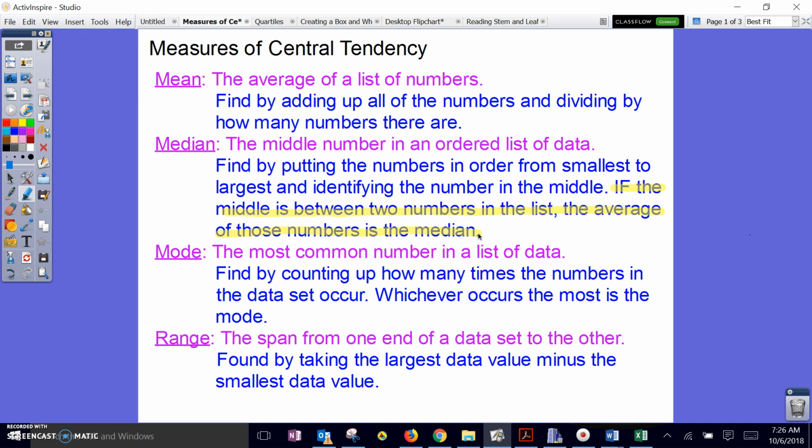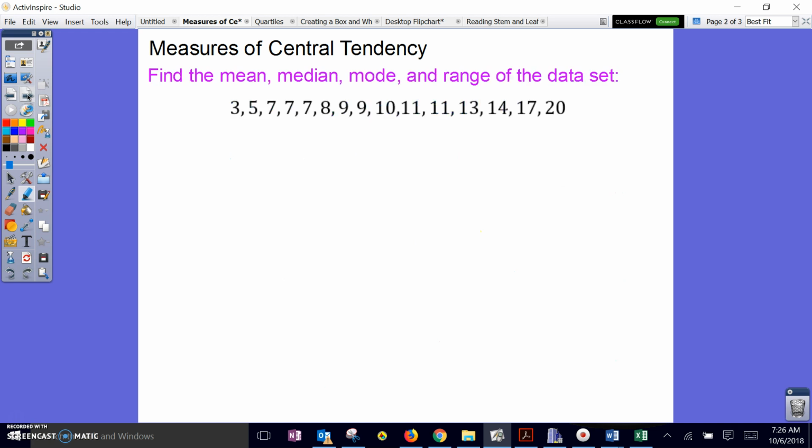We're going to go ahead and look at a couple of examples quickly, just to refresh your memory about how to find all of these. Alright, our first example, we're going to find the mean, median, mode, and range of the data set. So let's start with the mean. In order to find the mean, I'm going to add all of these numbers up and then divide by how many there are. So I count up how many there are. There's 1, 2, 3, 4, 5, 6, 7, 8, 9, 10, 11, 12, 13, 14, 15 numbers in this set.